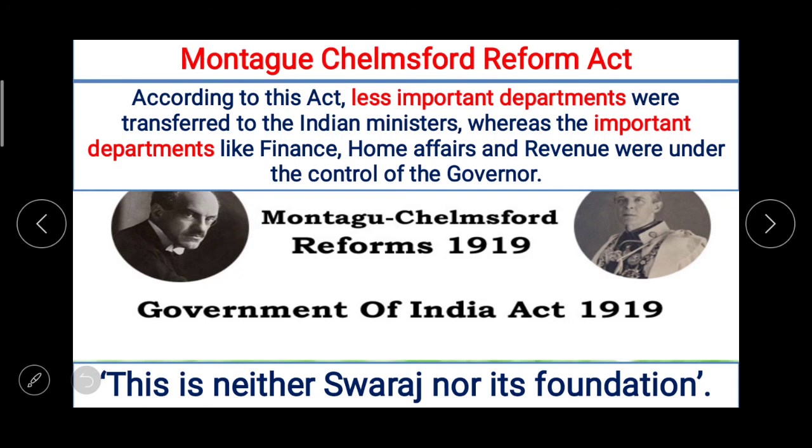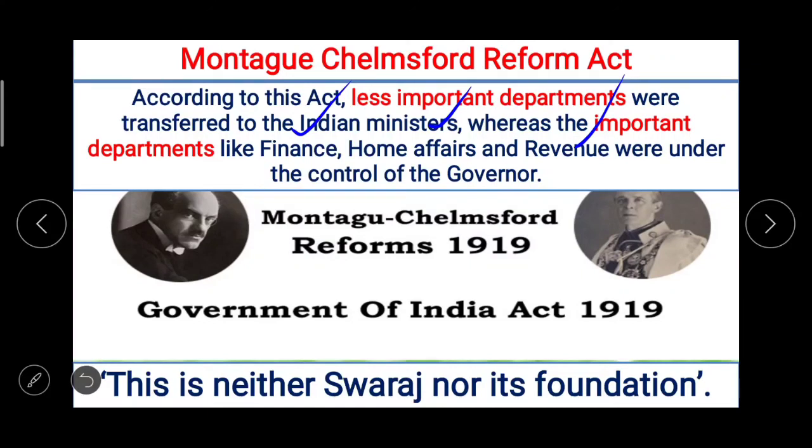And for that, in 1919, the British Parliament passed another act to bring constitutional reforms in India. This act is known as Montagu-Chelmsford Reform Act. Now, what was this act? According to this act, less important departments were transferred to the Indian ministers, whereas the important departments like finance, home affairs and revenue were under the control of the governor. But it was started, we can say, धीरे धीरे शुरुआत हो गई कि कुछ ना कुछ तो इंडियंस को दिया जा रहा था, लेकिन फिर भी इंपॉर्टेंट डिपार्टमेंट्स जो थे वो अपने पास ही उन्होंने रखे थे.